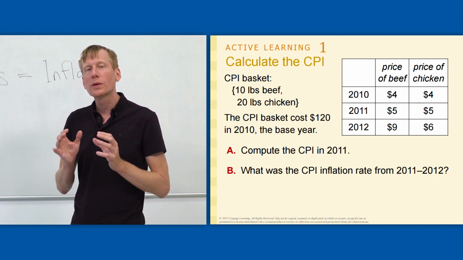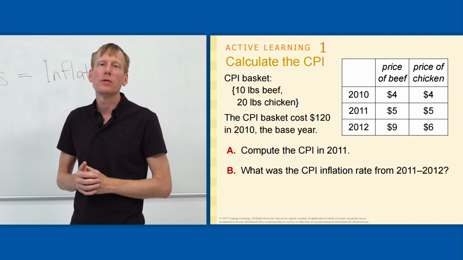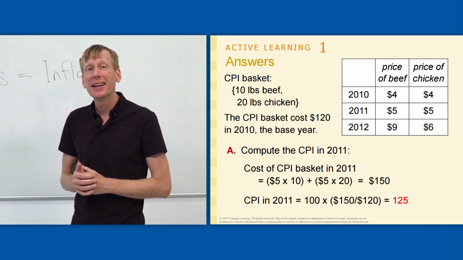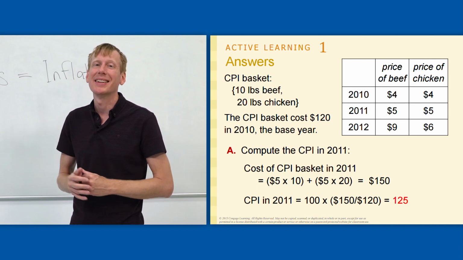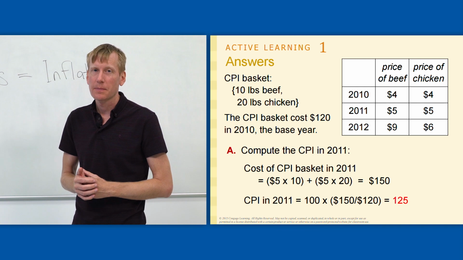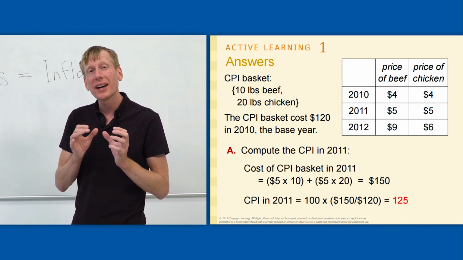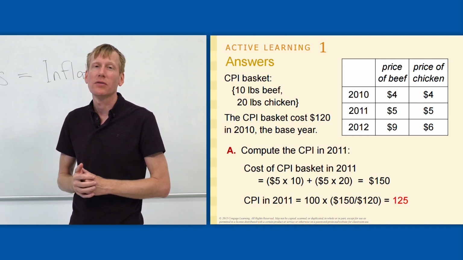Okay, so what would CPI be in 2011? In order to calculate CPI in 2011, we need to determine what the cost of the basket is in 2011. The cost of the basket in 2011 will be 10 times 5 plus 20 times 5.